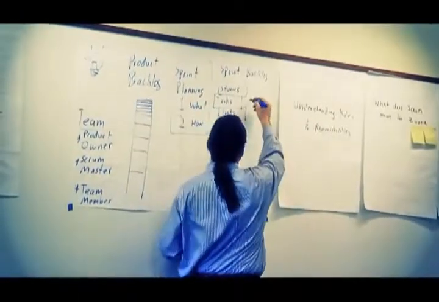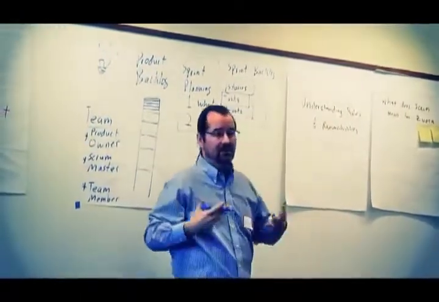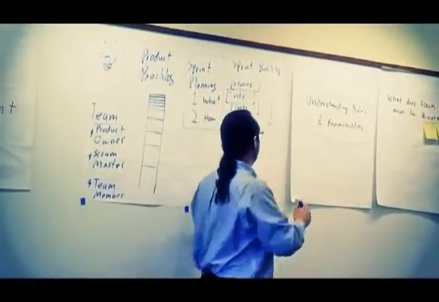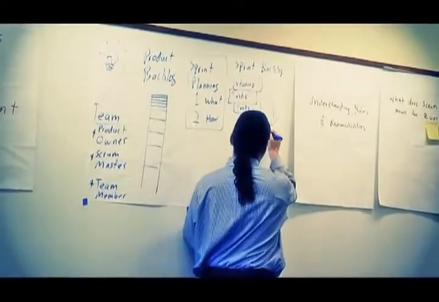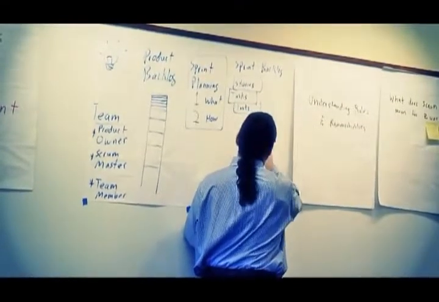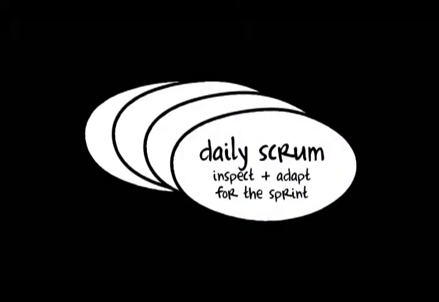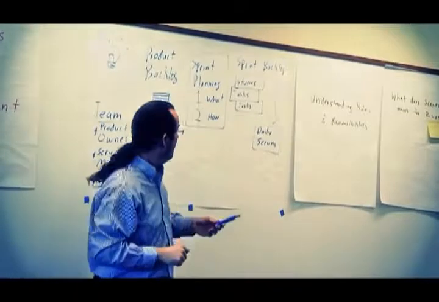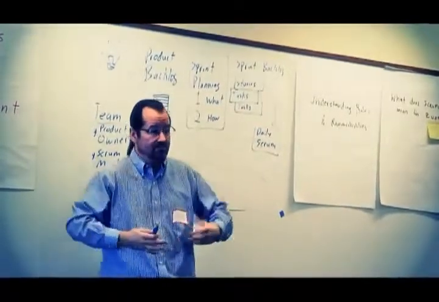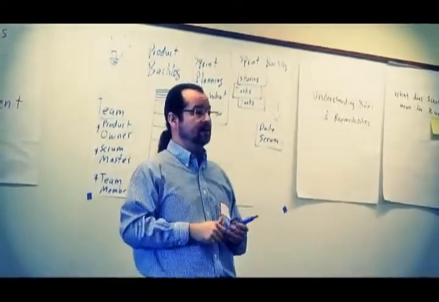And then we start the work of delivering that, doing those tasks. Every day we have a short meeting called the Daily Scrum. Daily Scrum is there for the team to identify in what ways are we off track in terms of delivering our stories. And we're always off track a little bit.